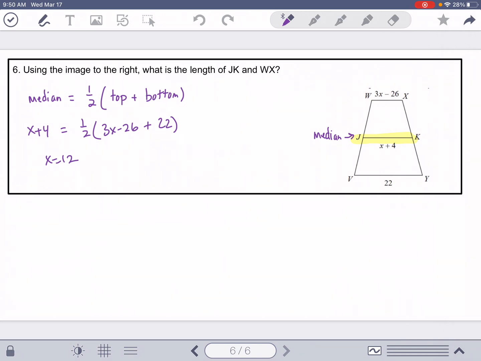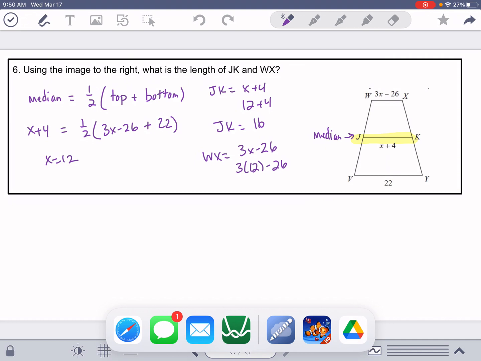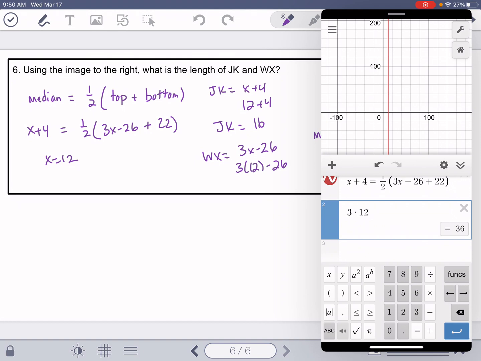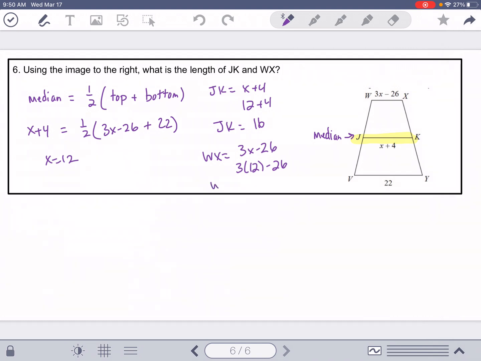So what's JK? JK is x plus 4. So that would be 12 plus 4. JK equals 16. And WX, 3x minus 26. So 3 times 12 minus 26. All right, 3 times 12 minus 26 is 10. That's it. That's your review.